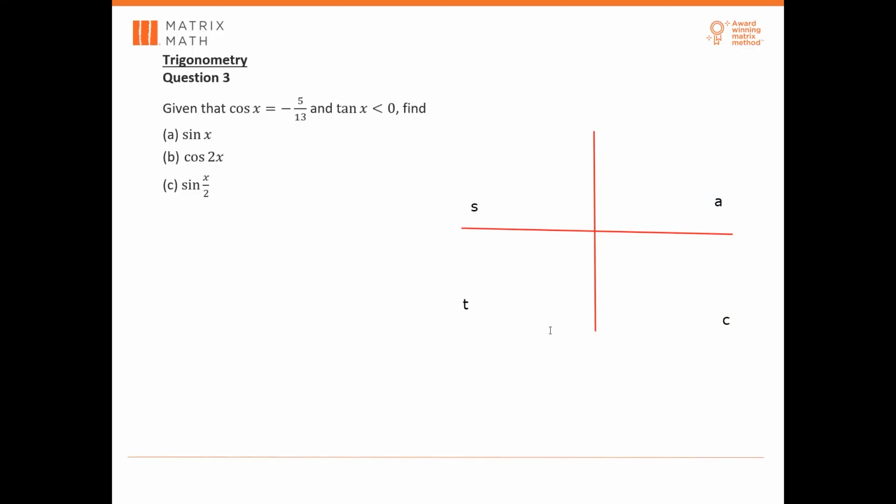Next one, they said tangent less than 0, right? So it means it's either in quadrant 2 or quadrant 4. So if you look at both criteria, quadrant 2 appears on both. Therefore, we select quadrant 2 only, which means the quadrant that has sine. Okay?